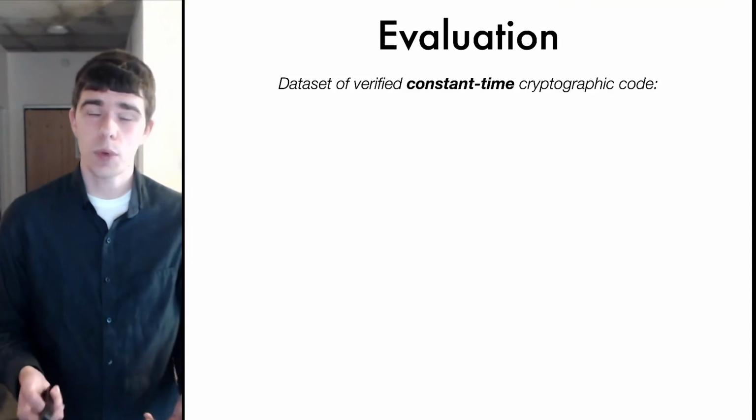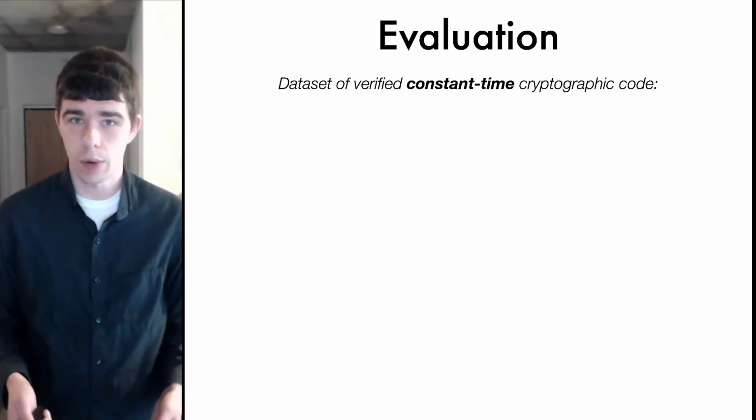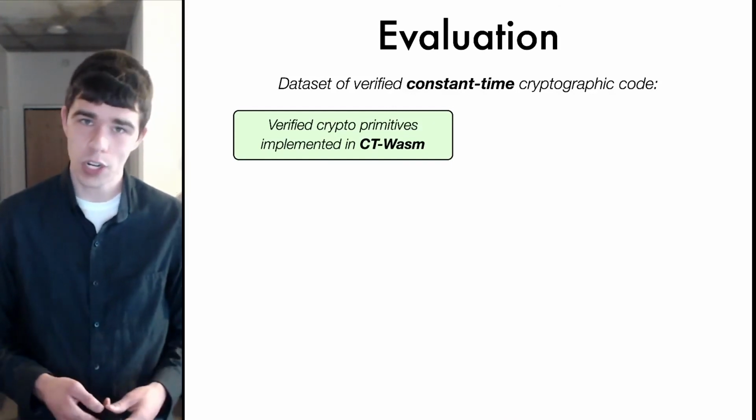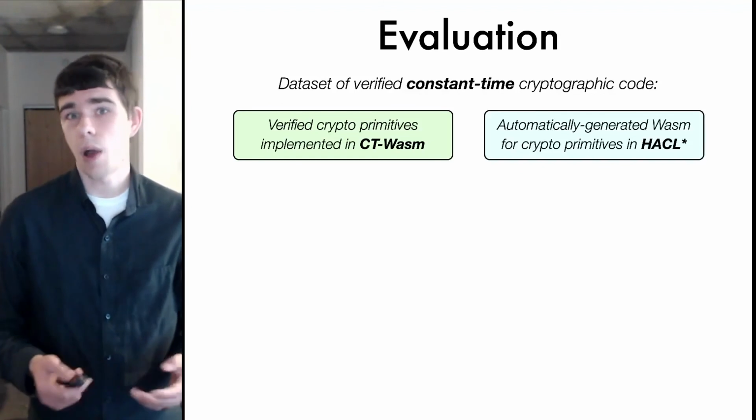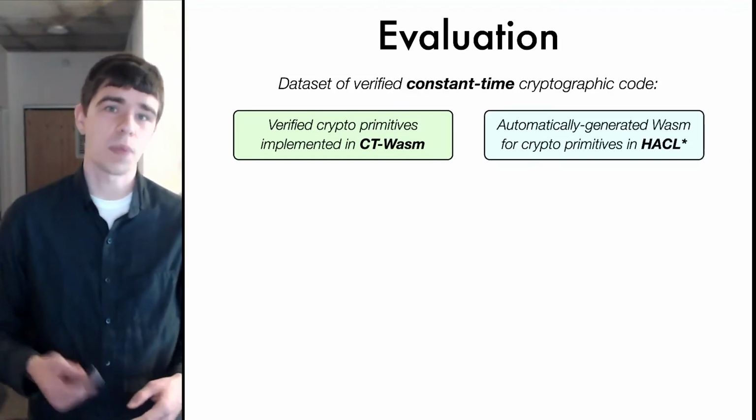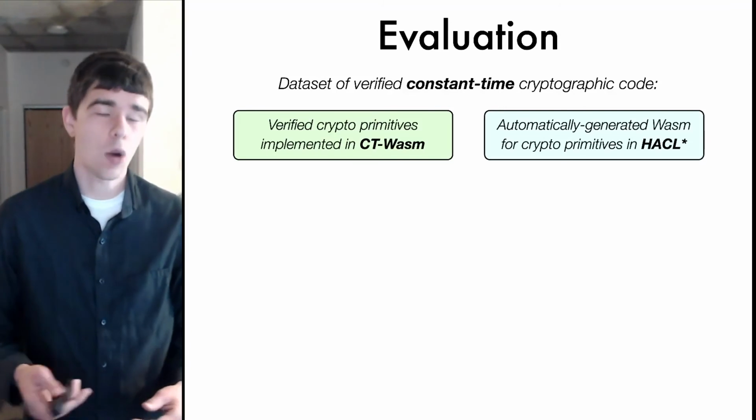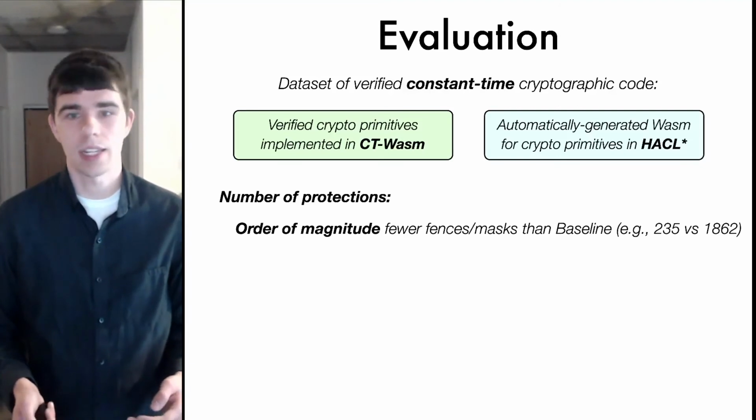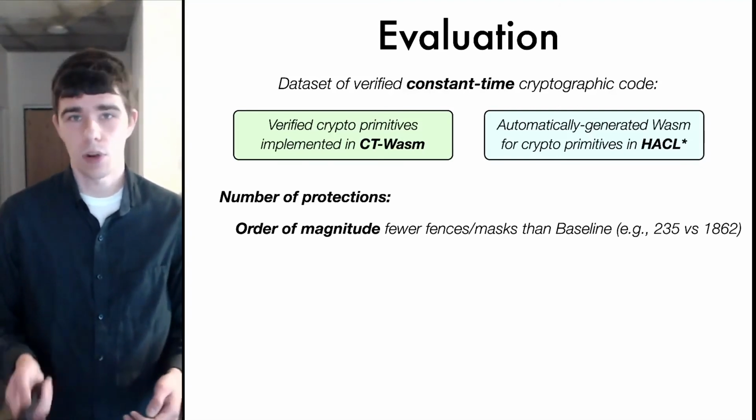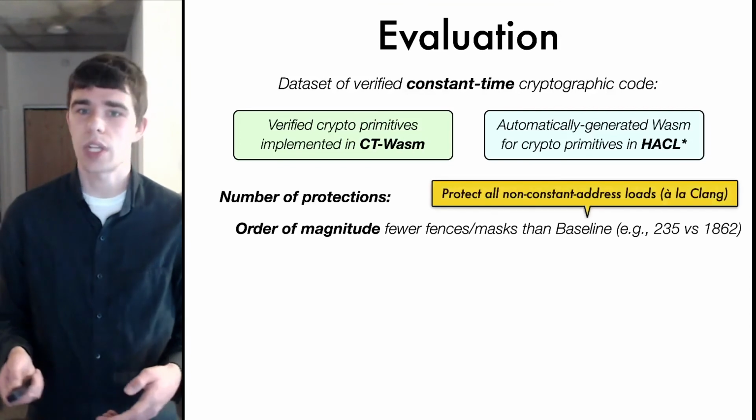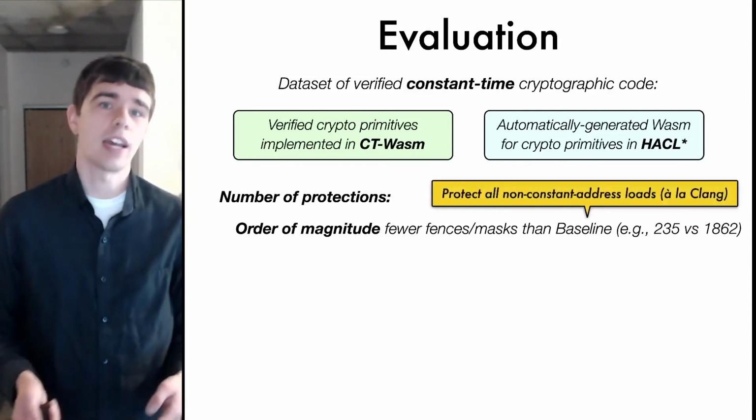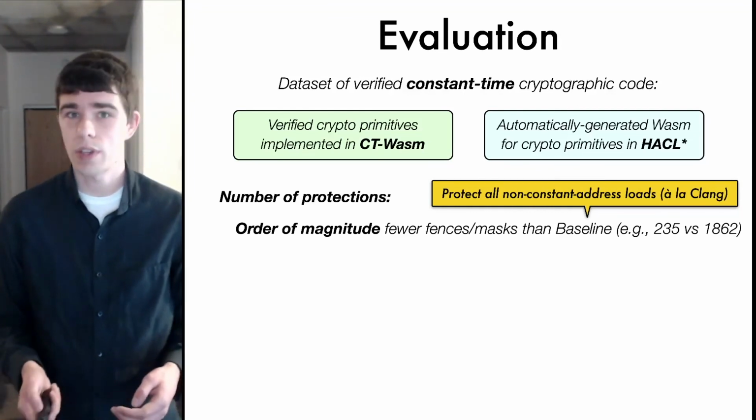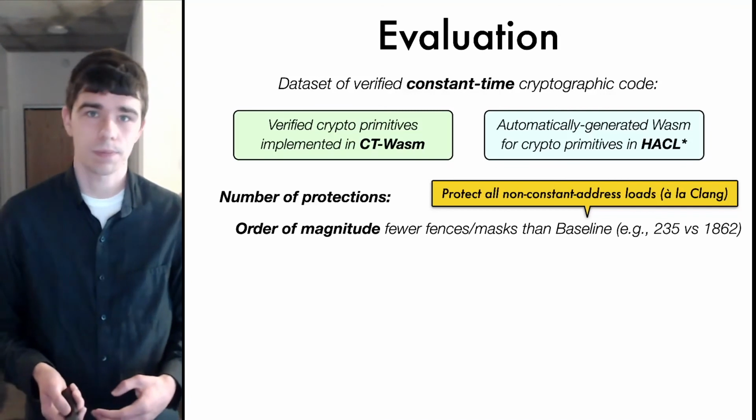We took cryptographic code from two different sources for our evaluation. First, we used some verified cryptographic primitives from the CT-WASM project. And second, we also took some automatically generated verified WASM code from the HACL* project. Our evaluation shows that Blade inserts an order of magnitude fewer protections, that is, fences or SLH masks, than our baseline scheme. Our baseline scheme just inserts a protect for all loads that have non-constant addresses. This is very similar to what's done today in Clang when you use its speculative load hardening pass.